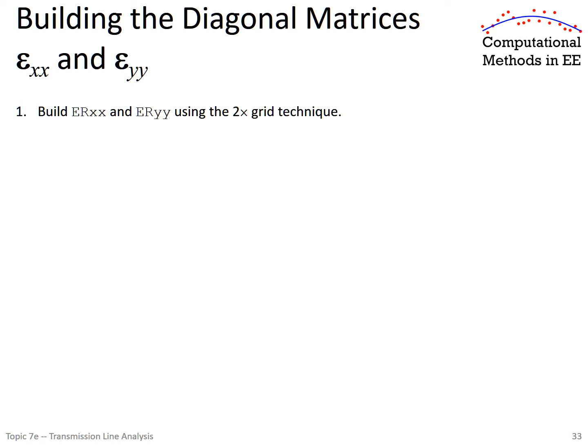So ultimately, we are after two matrices that are diagonal matrices, the epsilon xx and epsilon yy. Step one, which we talked about on the previous slide, is to build ERXX and ERYY. And here I'm just mentioning something called the 2x grid technique. This is something we'll talk about a little bit later. It is a technique for handling curved geometries that may slice through the middle of a cell, where we have to figure out where those boundaries lie. But in the end, we just come away with our two 2D arrays.